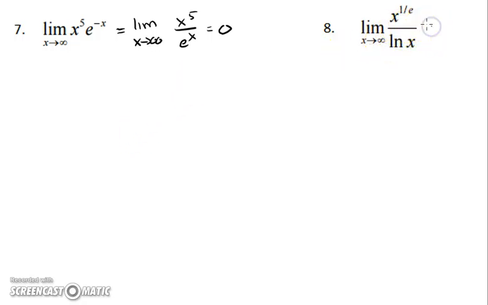On 8, we have a power function, x to the 1 over e. 1 over e is just a number, right? It's similar to like x squared or x to the 3rd. Over natural log of x, well, natural log of x is the slowest growing function that we have. So our numerator here is growing faster. So we're going to say either infinity or does not exist.